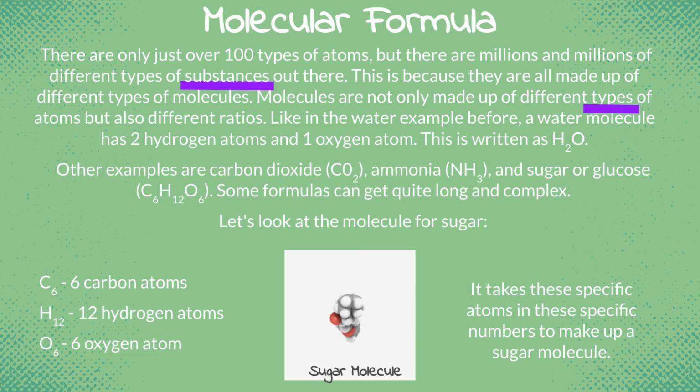This is written H2O. Other examples are carbon dioxide, CO2, ammonia, NH3, and sugar or glucose, C6H12O6. Some formulas can get quite long and complex. Let's look at the molecule for sugar. C6, 6 carbon atoms, H12, 12 hydrogen atoms, O6, 6 oxygen atoms. It takes these specific atoms and these specific numbers to make up a sugar molecule.